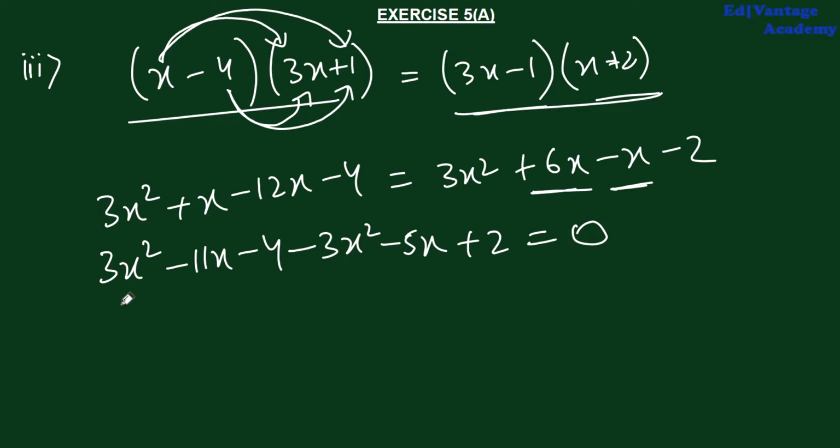Nothing, it is 0. So you can say these two are like terms. Plus 3x square minus 3x square is how much? 0. 0 means they are gone. Minus 11x minus 5x is minus 16x. Minus 4 and plus 2 is minus 2, is equal to 0. Now you can see that you can simplify it further and get the value of x, but that we don't have to do. We have to check whether the given equation is quadratic.